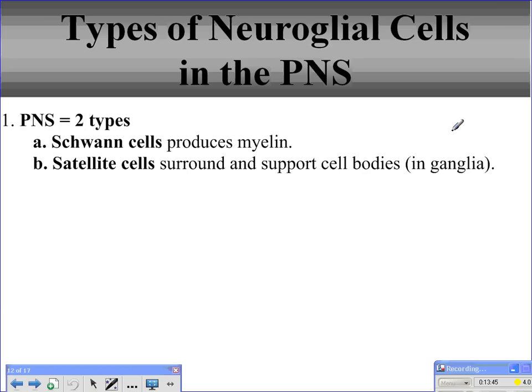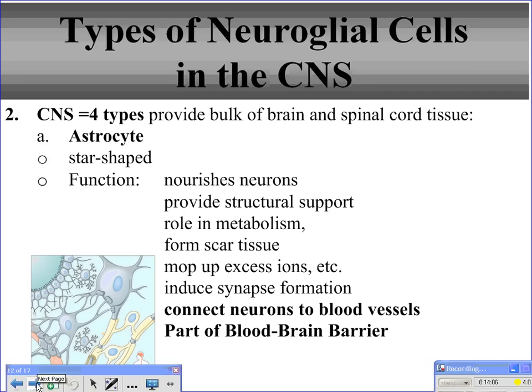And then we have satellite cells. Satellite cells surround and support the cell bodies, the somas, of the neurons in the peripheral nervous system. They do this in the ganglia, groupings where the cell bodies are, supporting them, holding them in place, and we have large clusters of them. So that's what the satellite cells do.